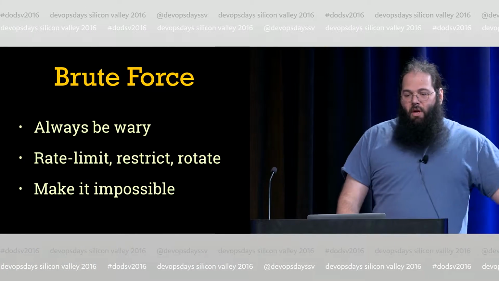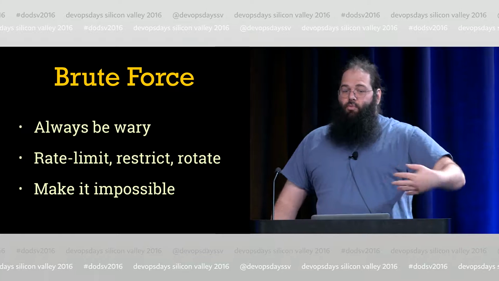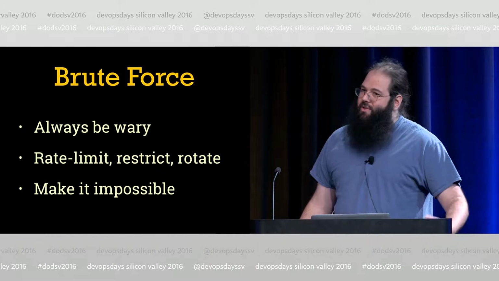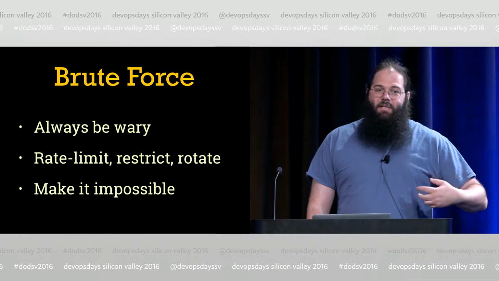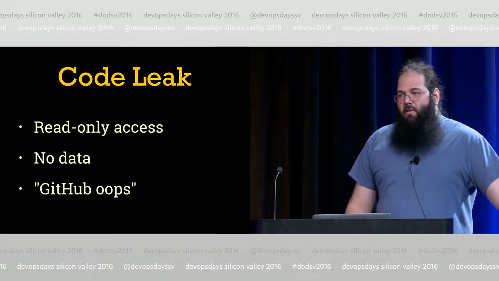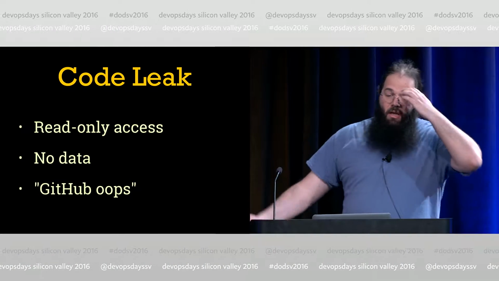Start over. You can also use technologies that are currently unbrute forceable, like AES or 4096-bit RSA keys, but remember that that's always going to be a moving target, and someone might be able to retroactively decrypt things in the future. The next and weakest threat, code leaks.